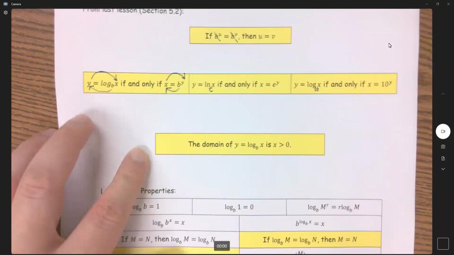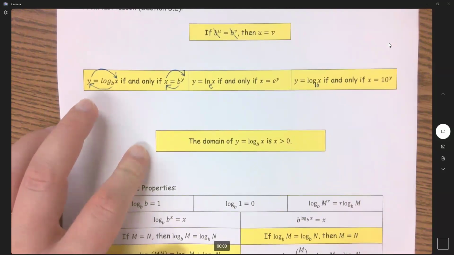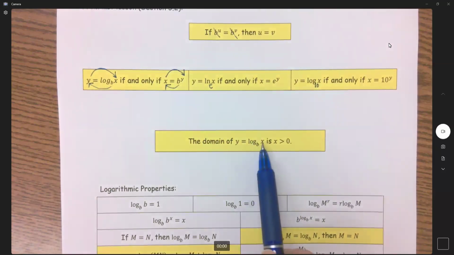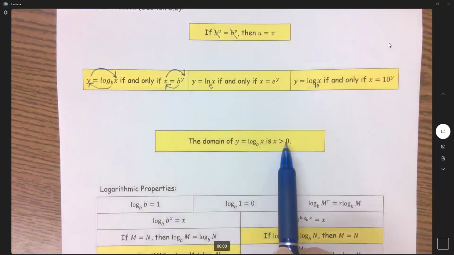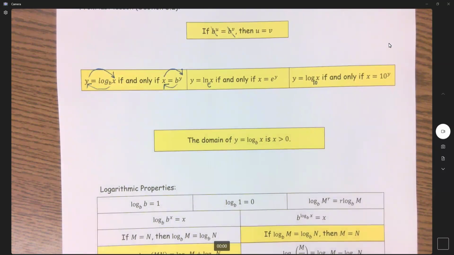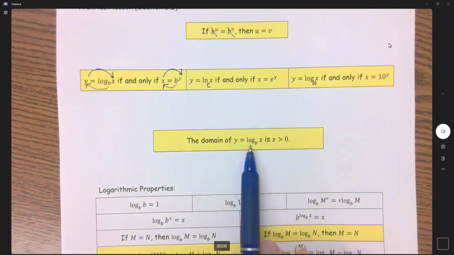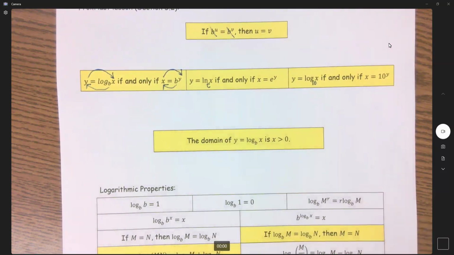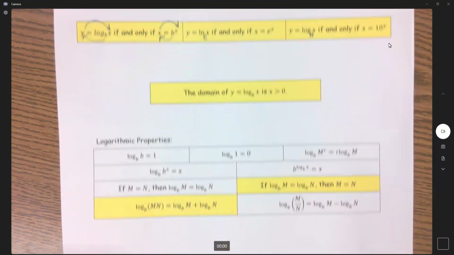This isn't actually a property that we went over last lesson, I don't think, but we do need to know that the domain of a log, if I have log base b of x, x needs to be greater than 0. And actually this base also needs to be greater than 0. So anytime I have a log, we need to make sure that when we plug anything back in, that we have a positive base and a positive x right here. If we don't, we have some extraneous solutions.